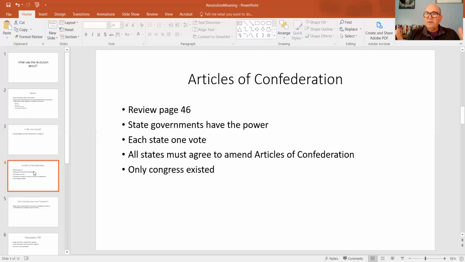Now, here's an interesting concept to consider as you're looking over this chapter. It's one thing to fight a revolution, and another issue to govern. While this system may have been in place to unite all these states to fight for a common cause, moving beyond that to govern after the revolution, is this a practical system? Is this the best way to run a government? That's something for you to consider as you read over page 46.